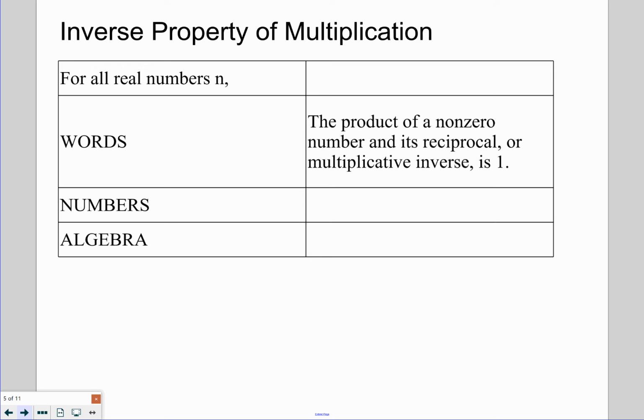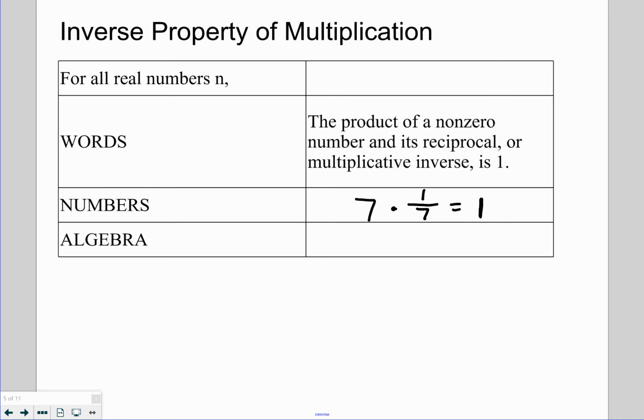Okay? So let's use, did we use 5 yet? Yeah. Let's use a different one. 7 times 1/7 is 1. So when you think of reciprocal, take the numerator and the denominator and they switch places. That's reciprocal.